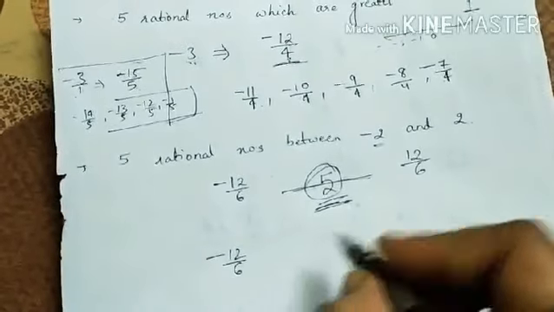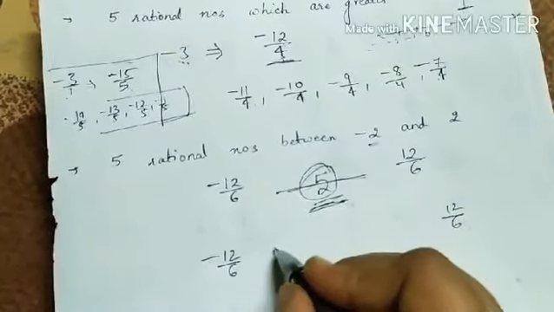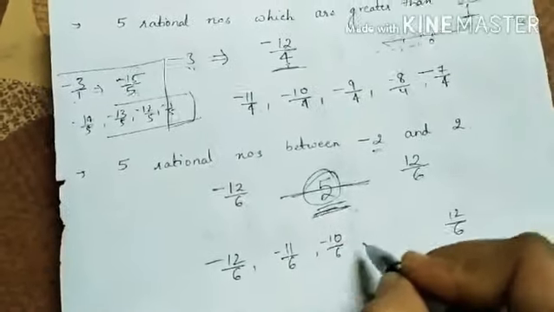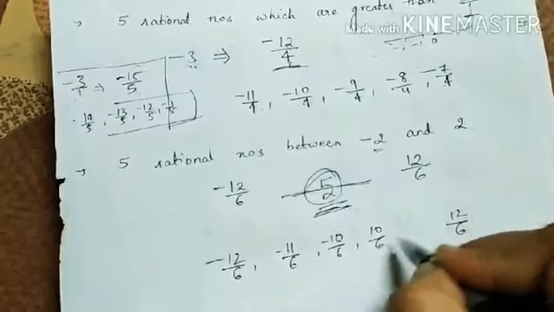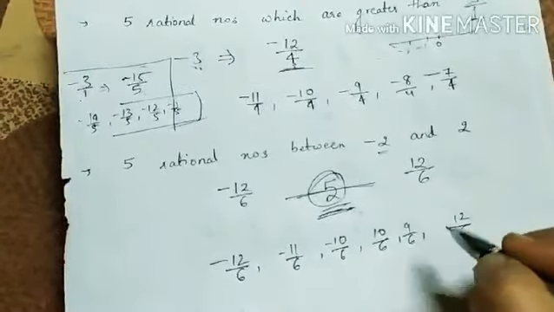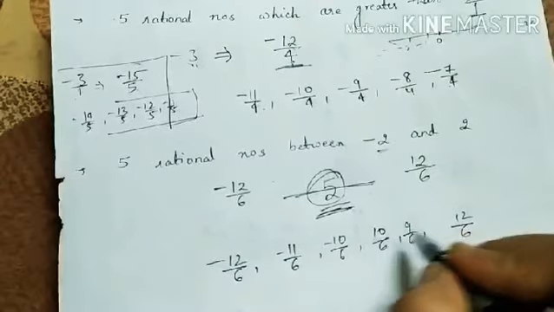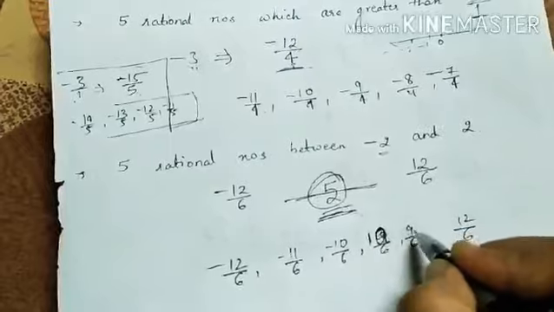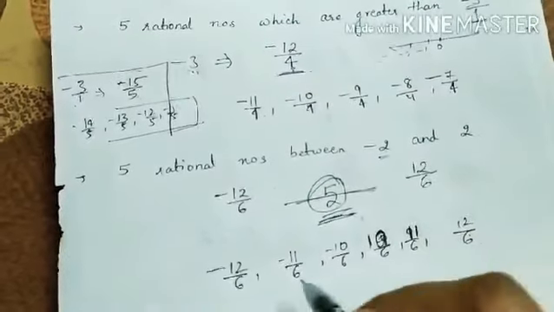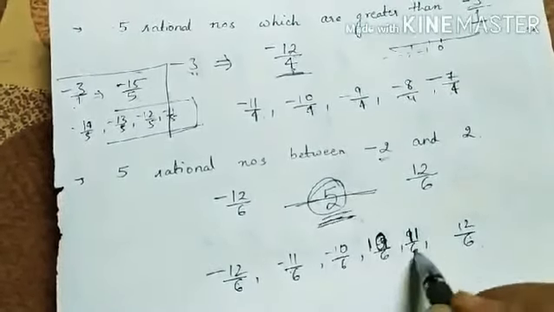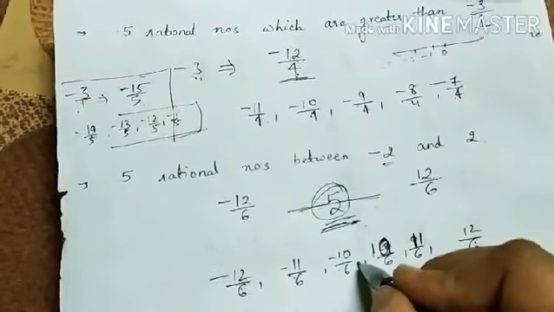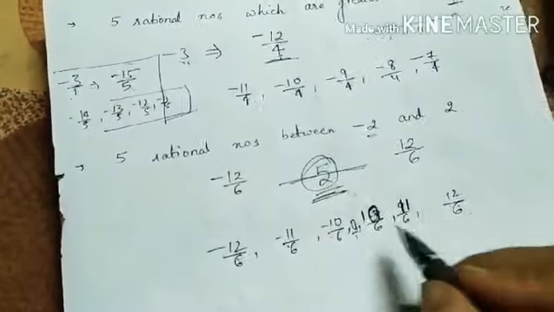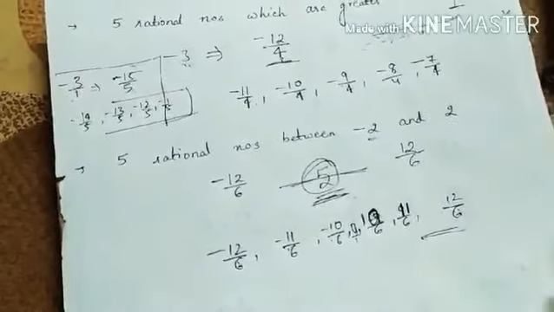Between -12/6 and 12/6, how much has it become? -11/6, -10/6. You can also say 10/6, then 9/6. This is 9/6, this is 10/6, this is 11/6, and this is 12/6. How many rational numbers? 1 2 3 4, and one more we will take, 0 also here. It's okay, right? 0 also. 0 is also a rational number. So 10/6, 11/6 and 12/6. I hope now it's clear to you.